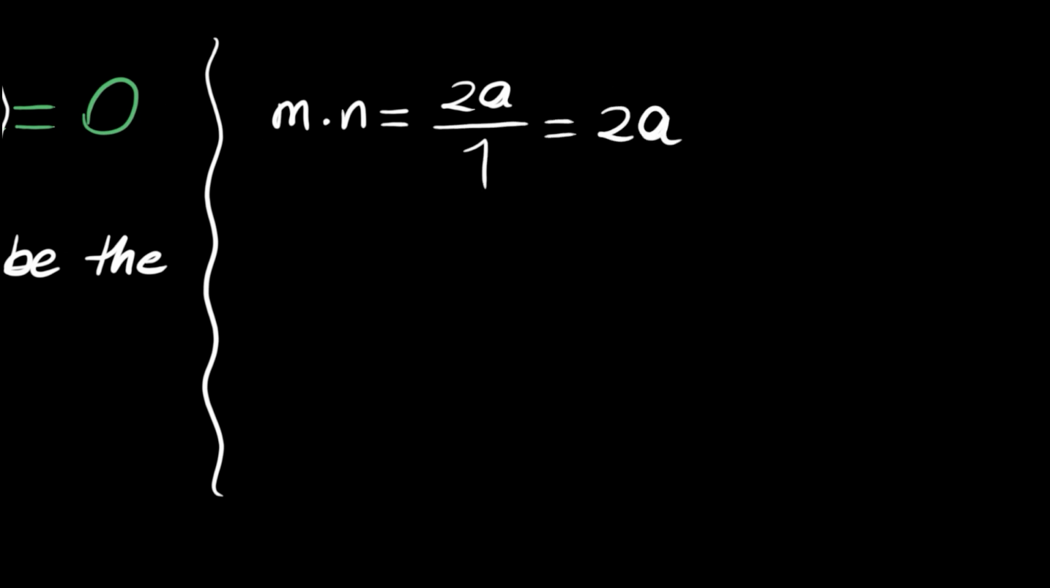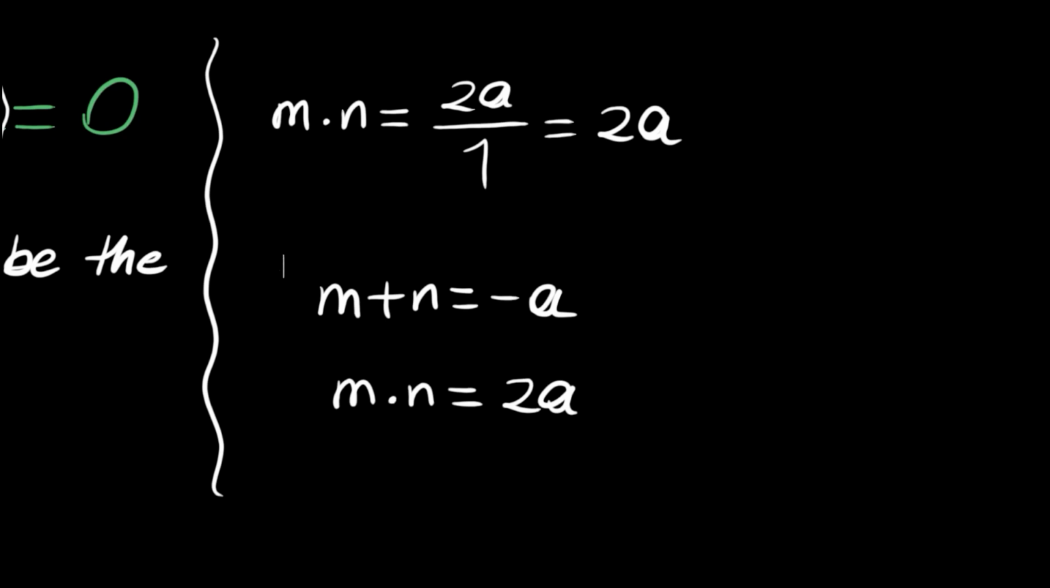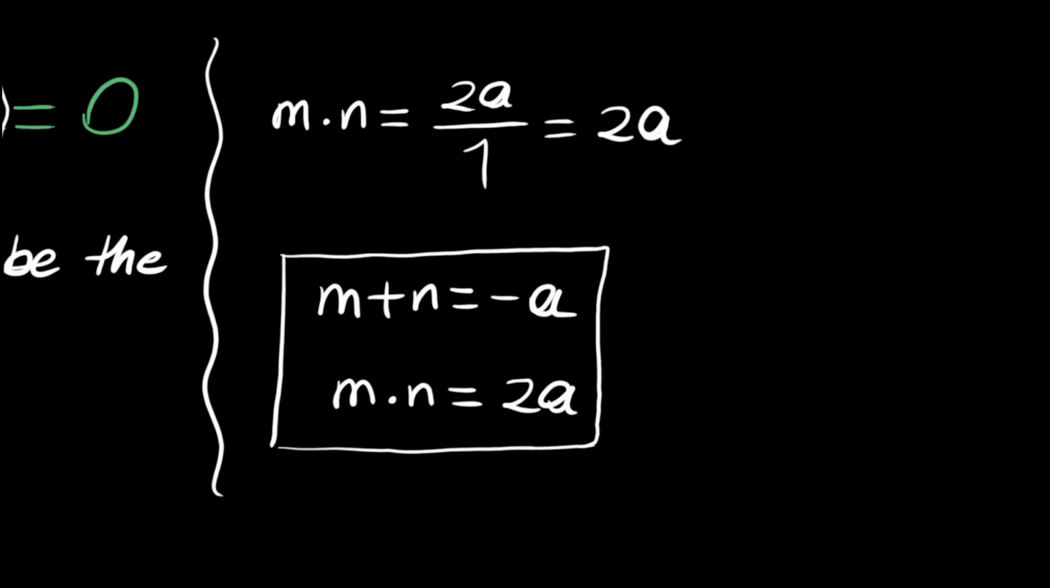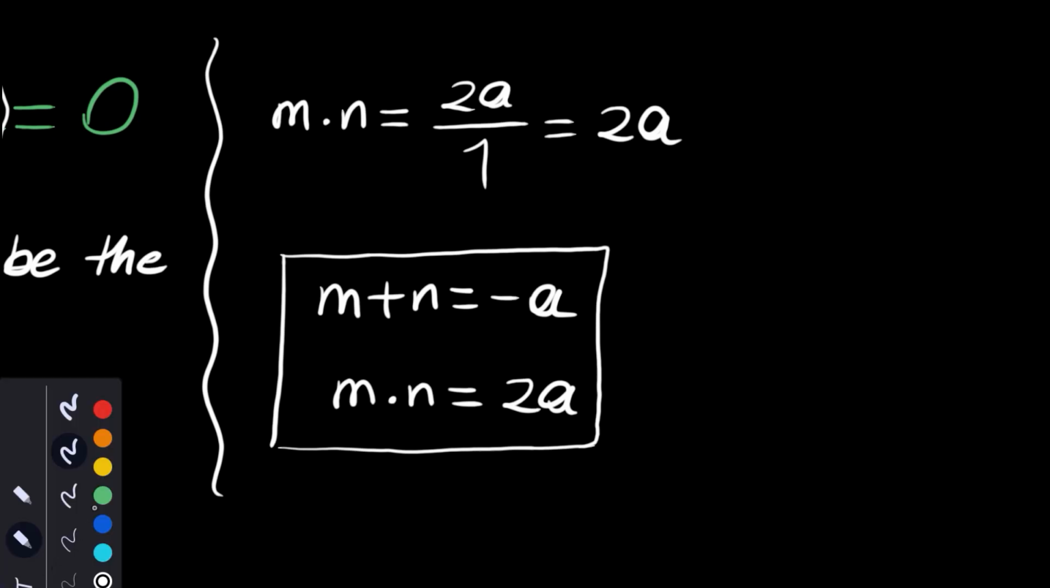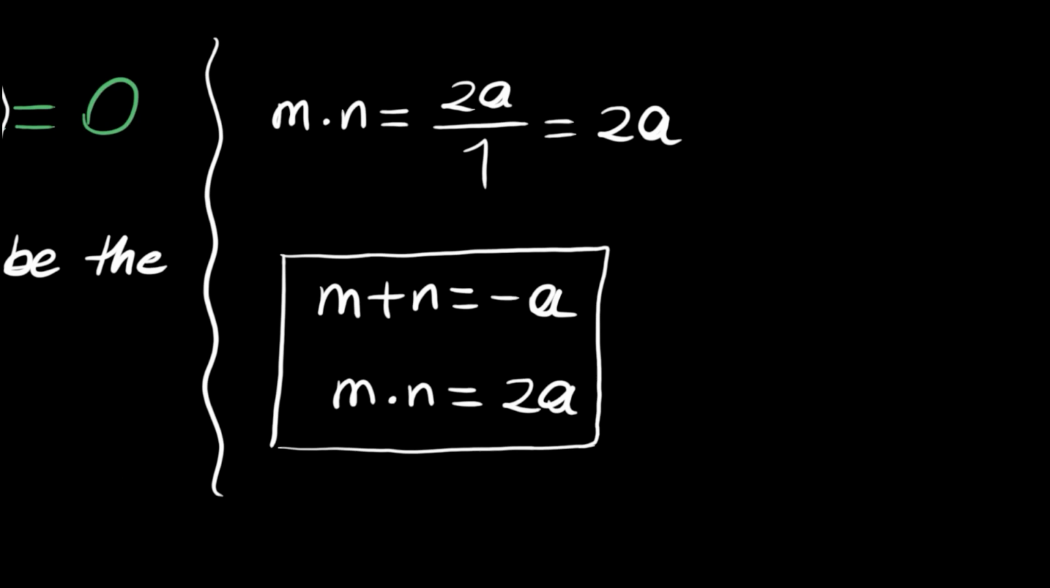So let me write again. We have m plus n is equal to negative a, and m times n is equal to 2a. This is a system. Here a is a parameter. We want to find a values for which m and n are integers. This is our main goal.